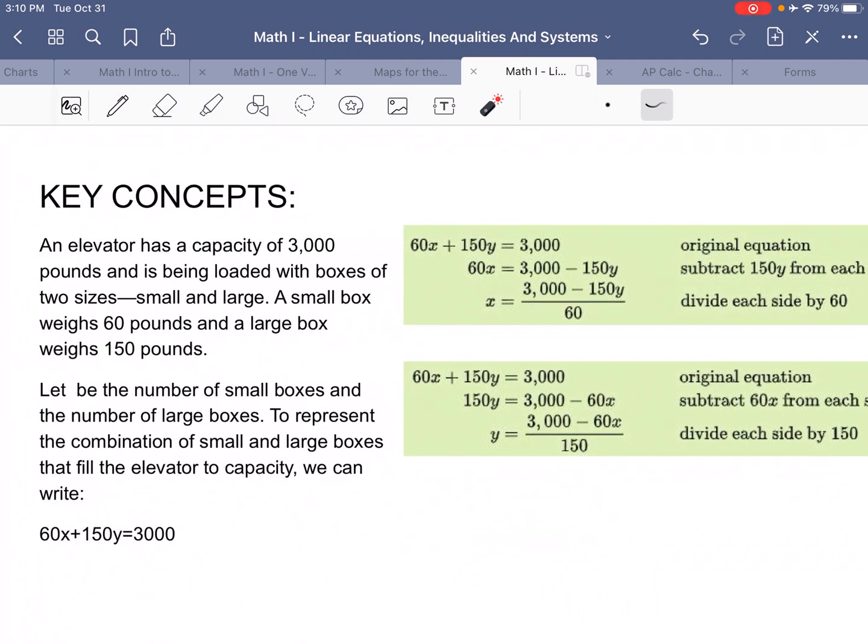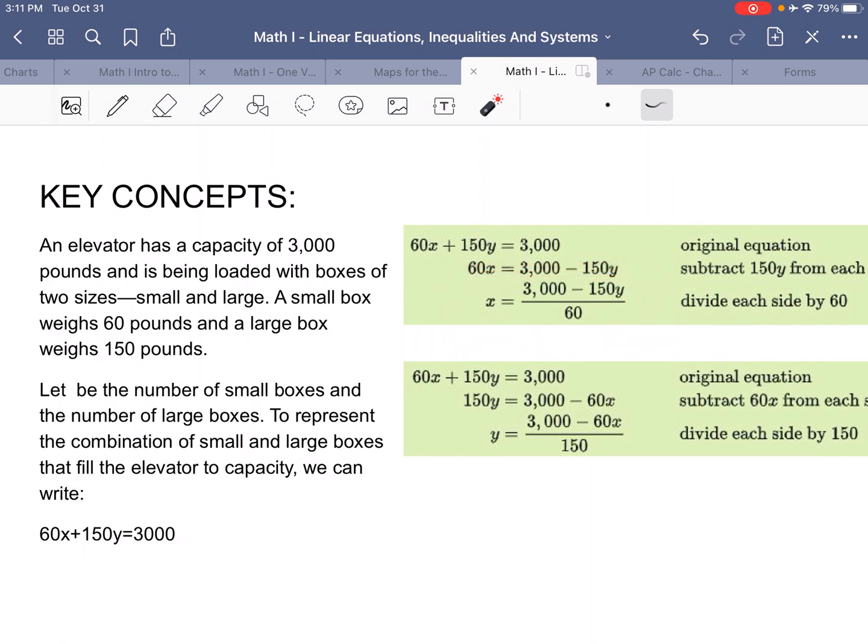Now, if we take a look, we can take this equation that we came up with and rewrite it, just like we did from the previous lesson, to highlight a particular quantity. So if we take a look at this, we can get the x by itself. And if we know that x is the number of small boxes, this equation right here will tell us the number of small boxes for any value of y, which is our number of large boxes. So if I know how many large boxes there are, and I want to figure out how many small boxes, this is a nice equation for that.